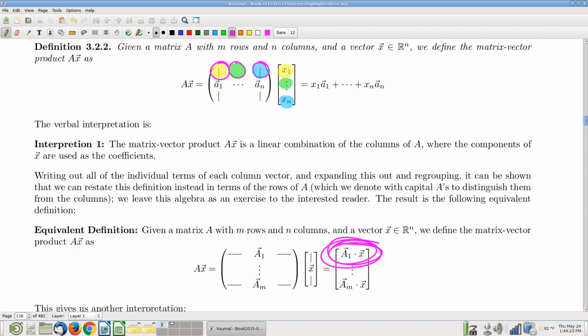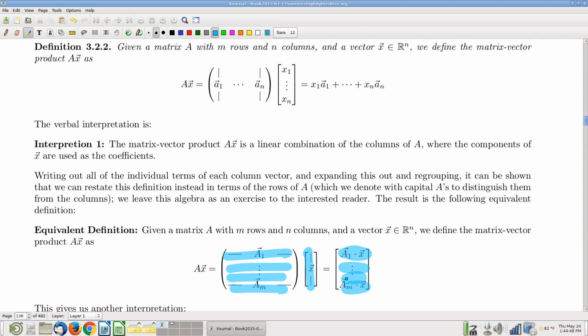So on the one hand, you can think of matrix vector multiplication as a statement about linear combinations of column vectors. Alternatively, you can think of the coordinates of the product as being themselves individually dot products with the row vectors. Different way to go.